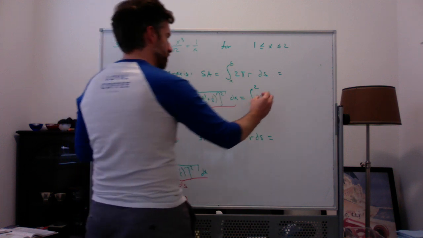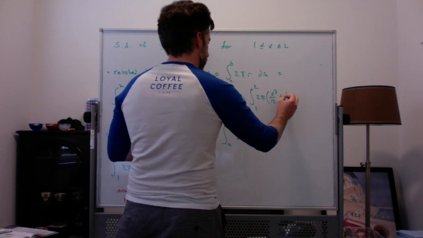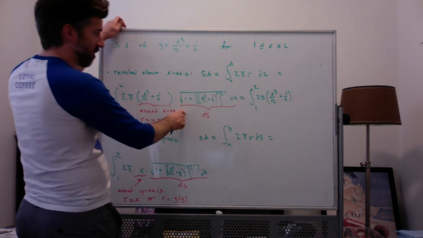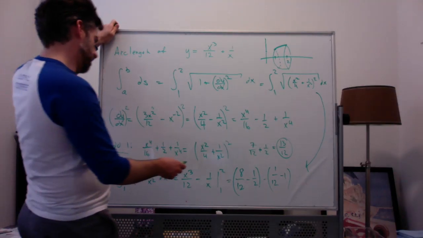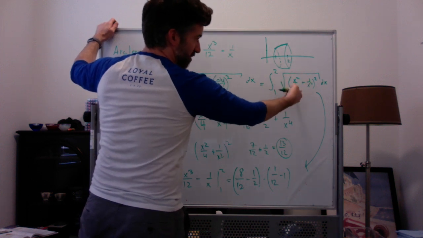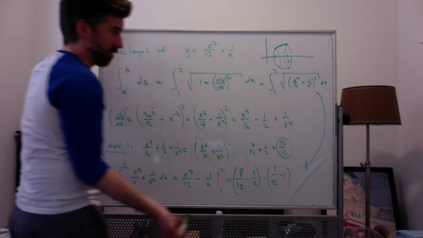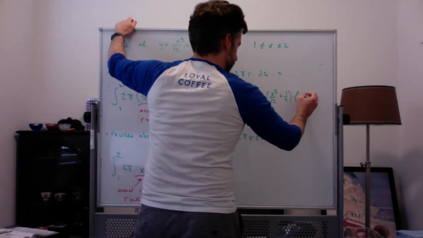So in this case, it ends up equaling the integral from 1 to 2 of 2 pi times my function, which is x squared, x cubed over 12, plus 1 over x, times, we already know that the square root of 1 plus all this just ends up being x squared over 4 plus 1 over x squared. I know it's kind of quick. I can say that again.